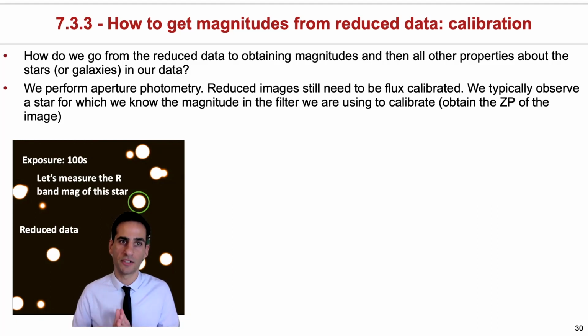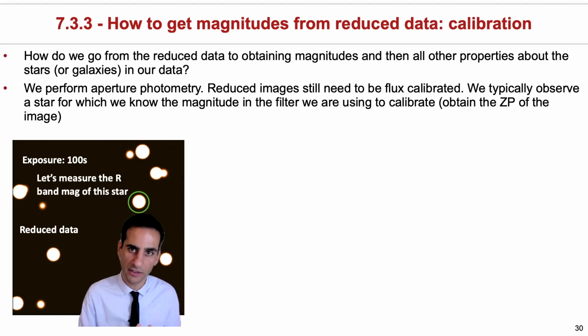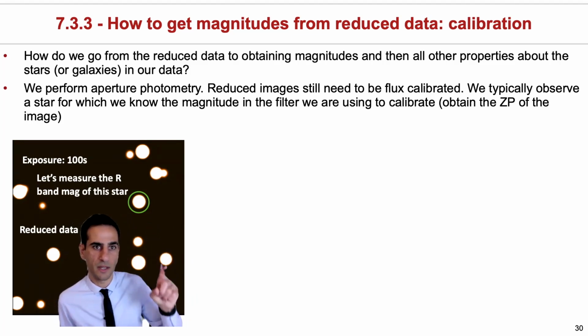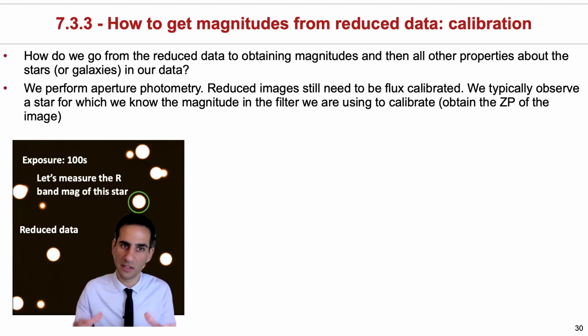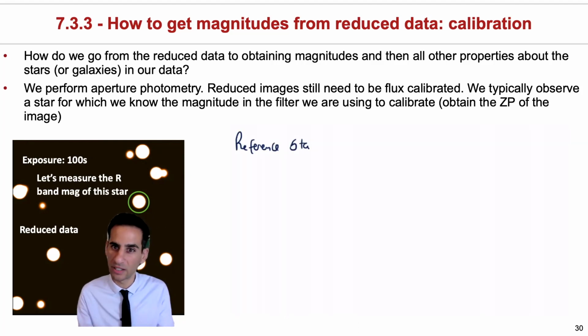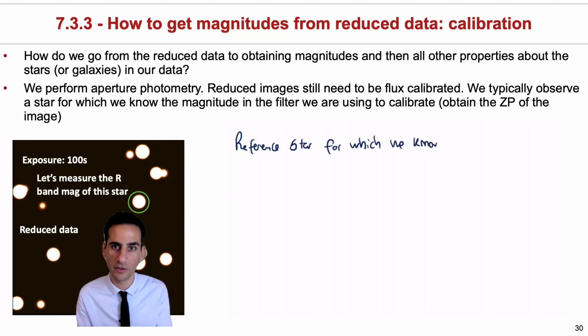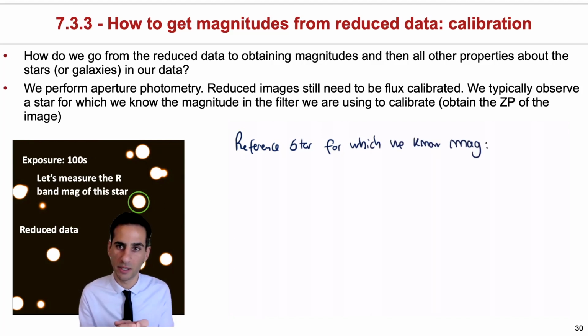An important question we should address is, how do we then get magnitudes from that reduced data? And for that, we need to photometrically calibrate the data. The way we do it is essentially by performing aperture photometry. We will be measuring the counts, essentially the number of electrons that were collected for a region that corresponds to a specific star. And the way we calibrate the data is by observing a star for which we already know the magnitude very well, so that we obtain what we call the 0 point of the image.